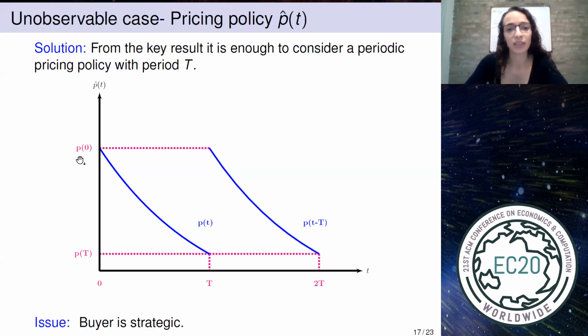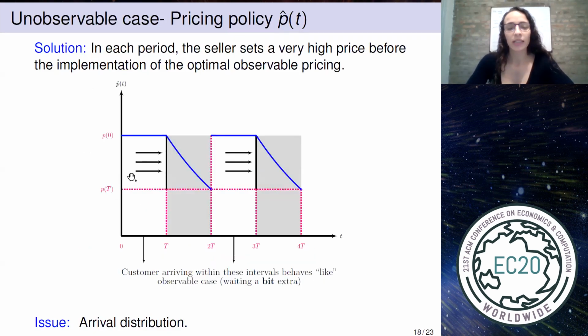Now, considering this pricing policy, we have another issue, and the issue is that the buyer is strategic, and therefore we cannot directly compare the expected revenue in the unobservable case under this pricing policy with the total expected revenue in the observable case. To fix this problem, what we do is to consider now a periodic price function, but with period 2 times t, where during the first t units of time, we set a very high price.